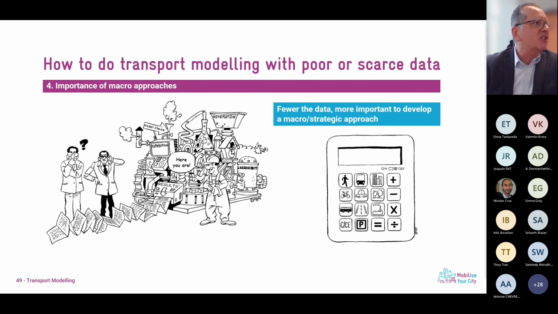And then the last message: the importance of macro approaches. Our models often look like things like that. They have to be complemented or replaced by models that could be more like something like that. It could be an image of the strategic approach.